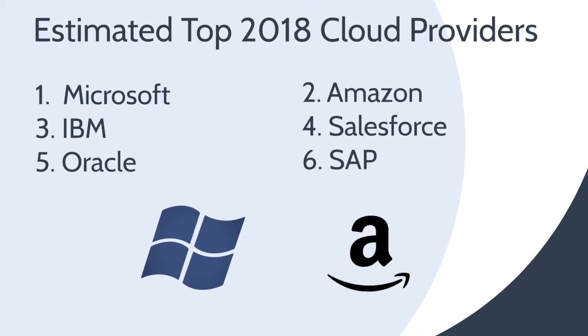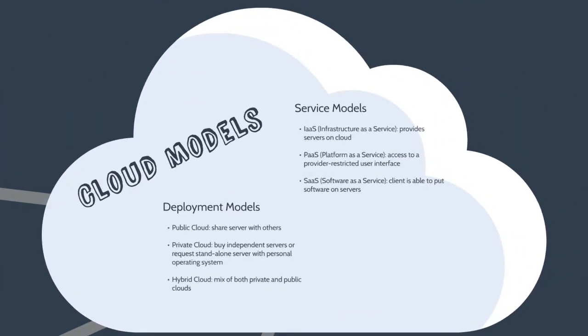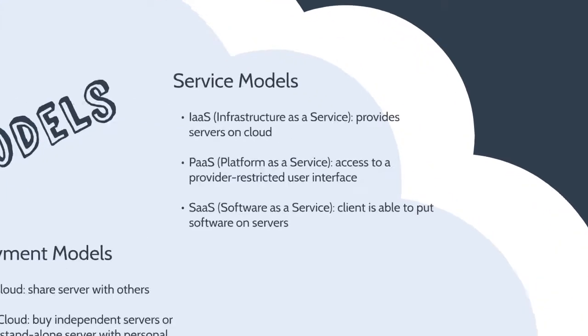The top cloud providers include Microsoft, estimated at $28 billion, Amazon at $26 billion, IBM at $20 billion, Salesforce at $12 billion. With just the top four alone, industry revenue exceeds $100 billion. There are two types of cloud models: service models and deployment models.